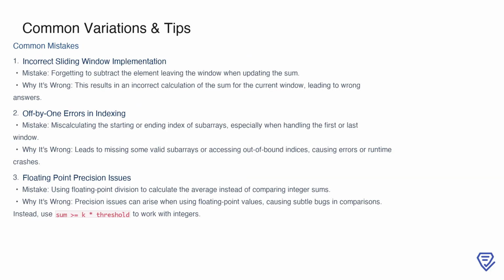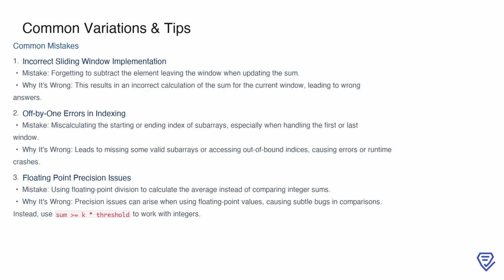When solving this problem, there are several common mistakes that can trip you up. First, an incorrect sliding window implementation is a frequent issue. If you forget to subtract the element that's leaving the window when updating the sum, the result will be an incorrect calculation for the current window, which can lead to wrong answers.